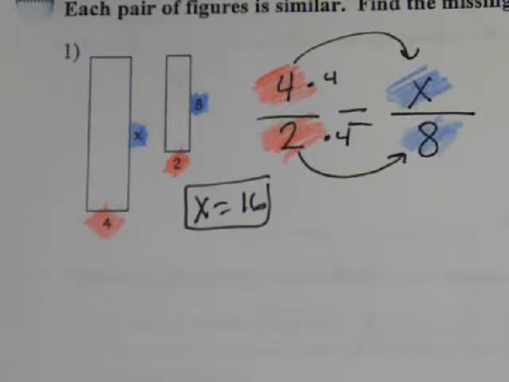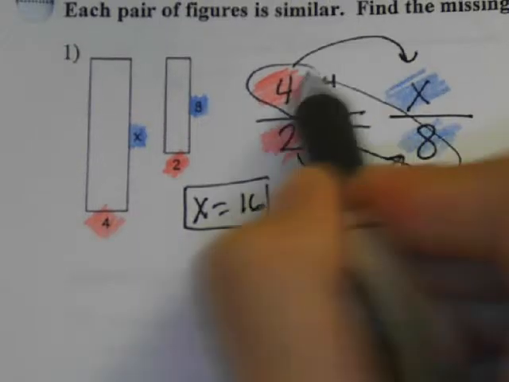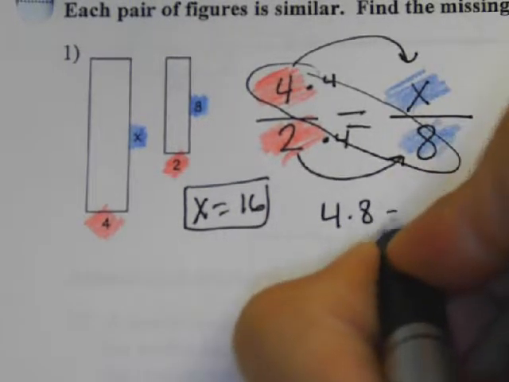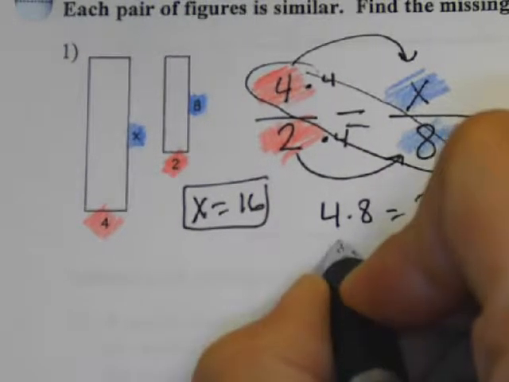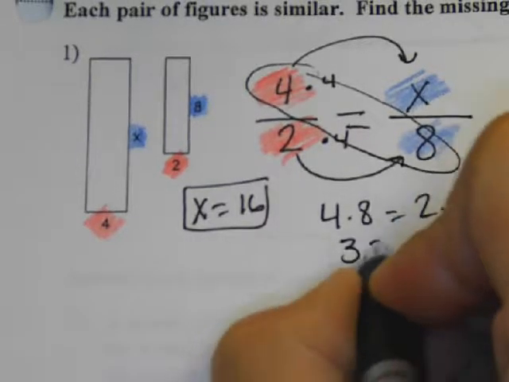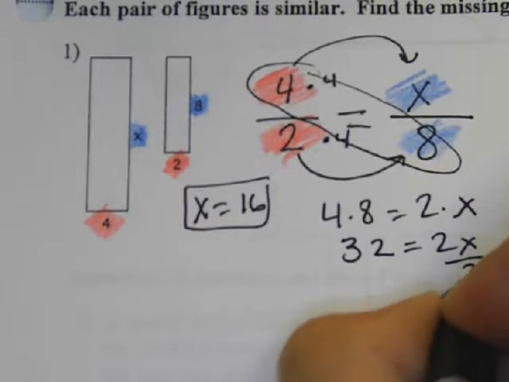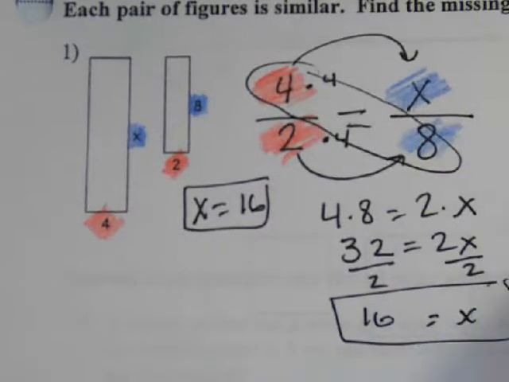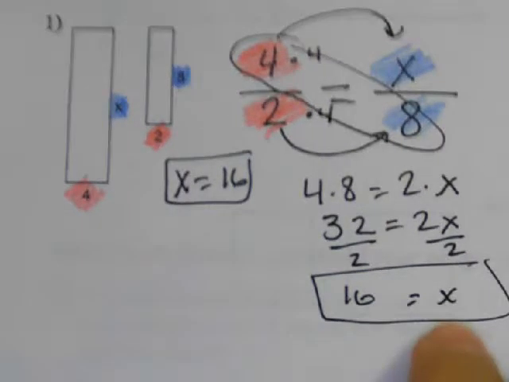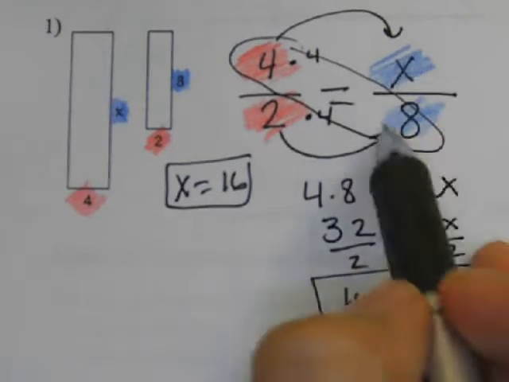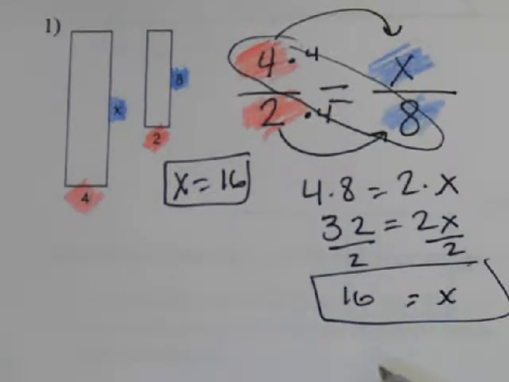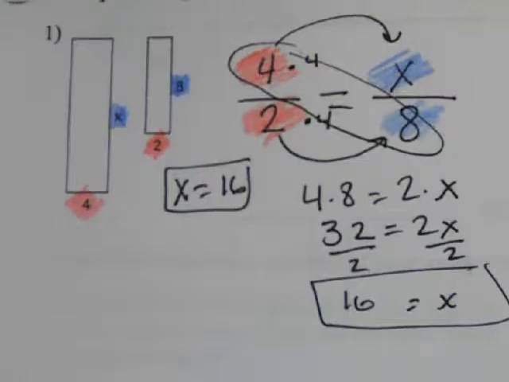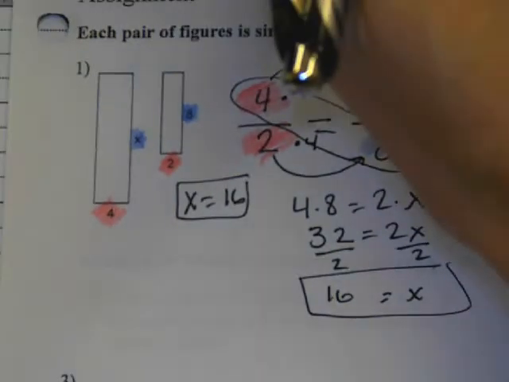If you don't see it, then you're going to have to do this. 4 times 8 equals 2 times x, so 32 equals 2x, divide by 2, divide by 2, x equals 16. You get the same answer. But which way do you want to do it? Do you want to do it this way, which is the longer way, or do you want to see relationships? Hopefully you see relationships. They're good for you.